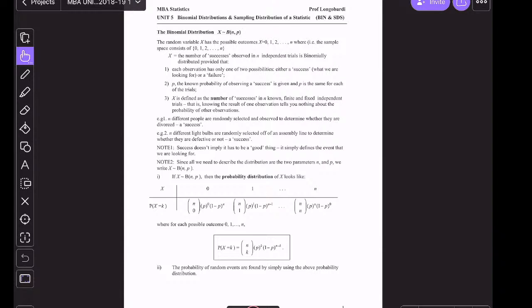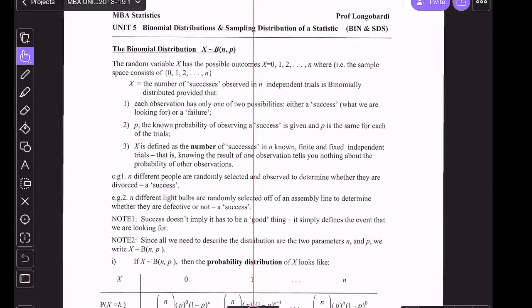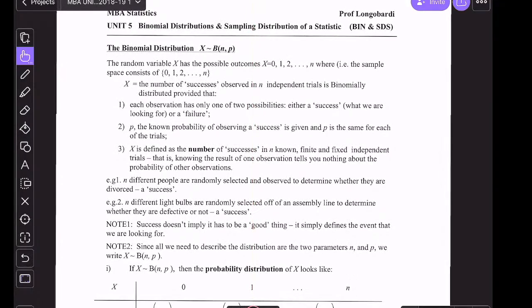Okay, so this is Unit 5, so you can pull it out. What we're going to do is elaborate on the binomial distribution. I introduced it in Unit 4, but I didn't get into enough detail whereby you could actually calculate probabilities of certain outcomes. So that's what I want to do right now.